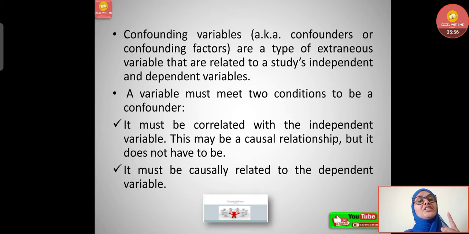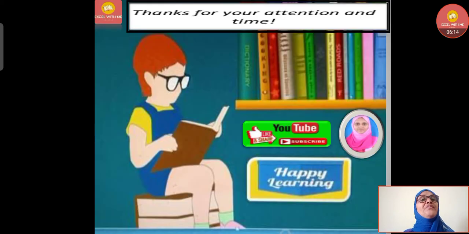A variable must meet two conditions to be a confounder. It must be correlated with the independent variable. This may be a causal relationship, but it does not have to be. It must be causally related to the dependent variable.